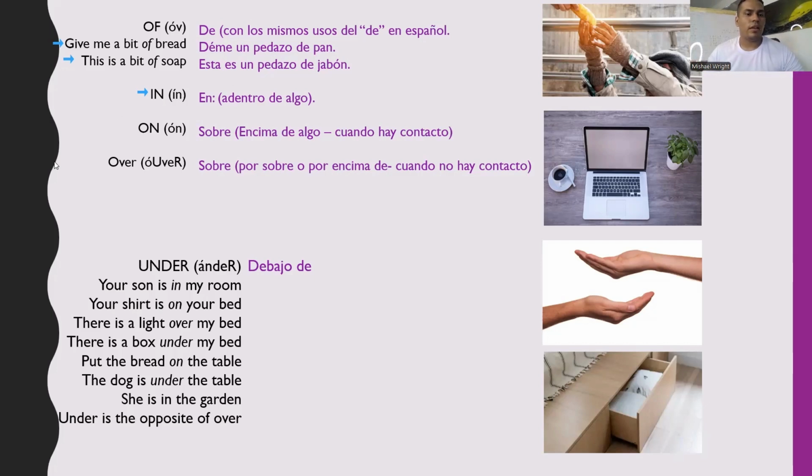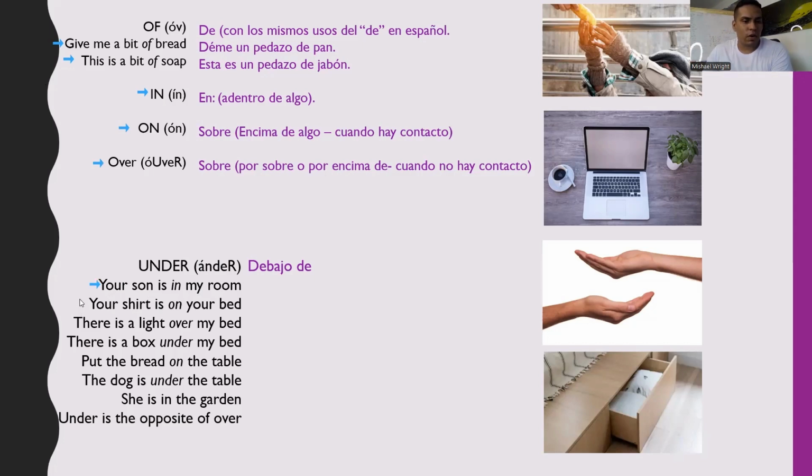So "on" is when there is contact, right? And "over" when there is no contact. So we have "under", also debajo de, right? So we say your son is in my room. Try to translate this in your head, right? So your son is in my room.